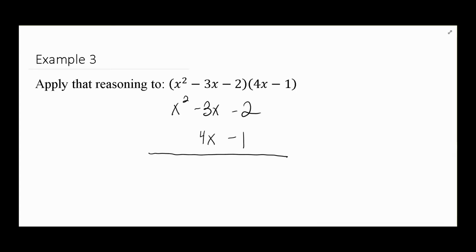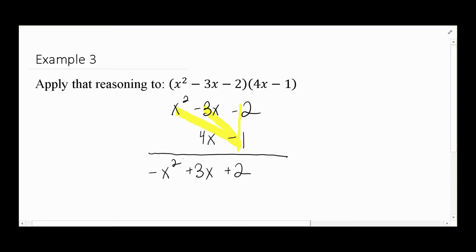And so the first bit of multiplication is to multiply this -1 to all 3 of them. So -1 times -2 is +2. -1 times -3x is +3x. And -1 times x squared is -x squared.